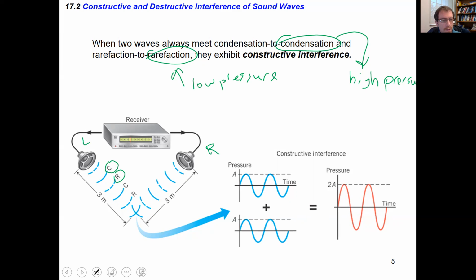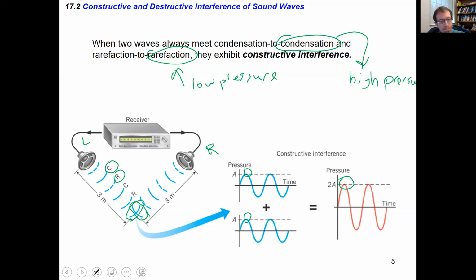And what we can see here is that our left-hand speaker, at the point that's highlighted, is giving us a condensation. We are also getting a condensation from that right-hand speaker. So when I've got two sources of high pressure, high pressure there and high pressure there from our individual sources, they are going to add together, and we're going to get an even higher pressure as a result.